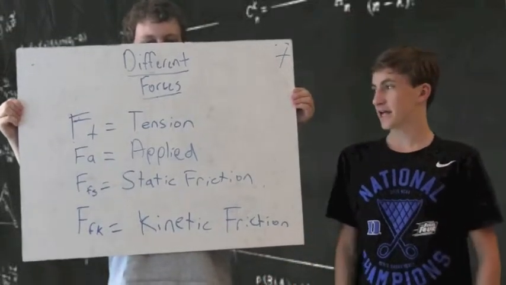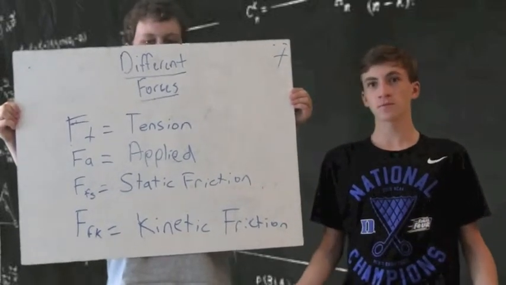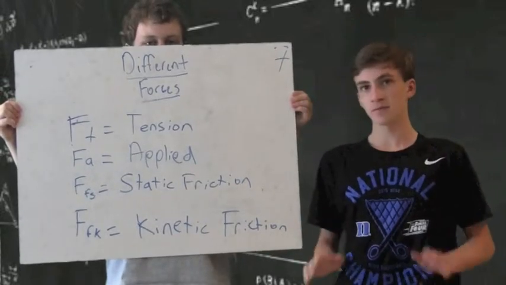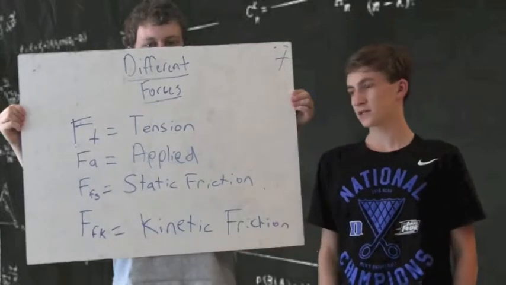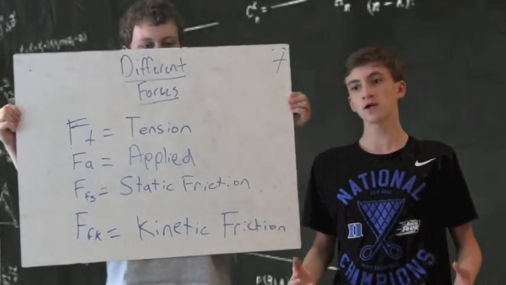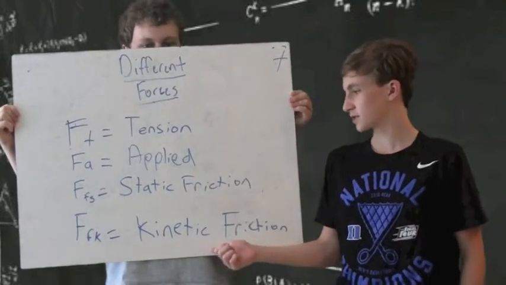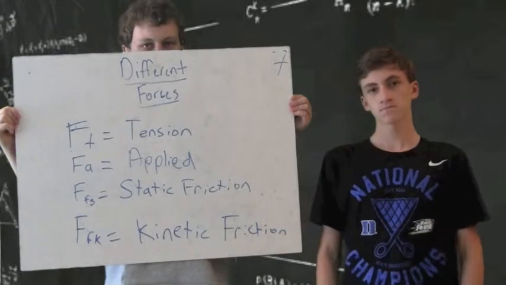There are other forces than Fn and mg. One example is tension force, a force between a rope and an object. Another is applied force, the push or pull on an object. Another is the force of static friction, which is friction between two objects when there is no motion involved. And then force of kinetic friction, which is friction when there is motion involved.